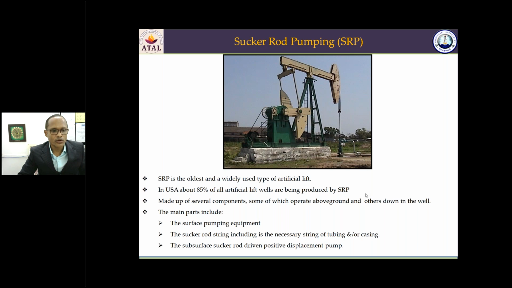Now we'll see the different components above the surface and also below the surface. The main components of this sucker rod system work on the principle of a hand pump. We use the hand pump to pump water. The same principle is used in the case of sucker rod pumping, the principle of a hand pump.